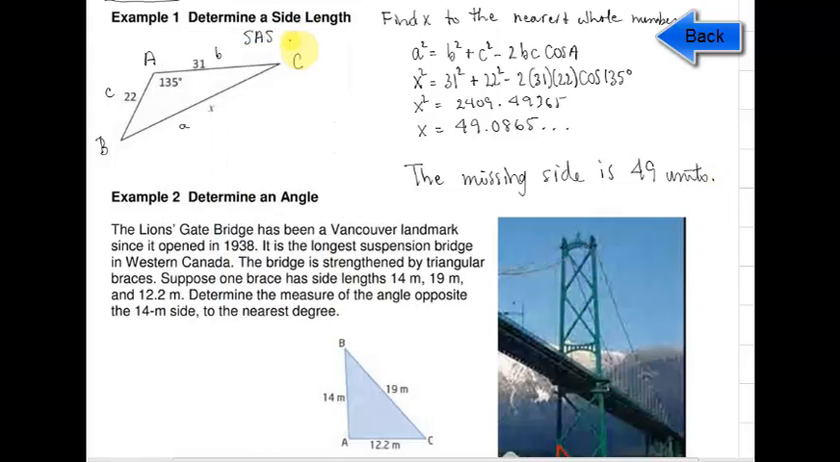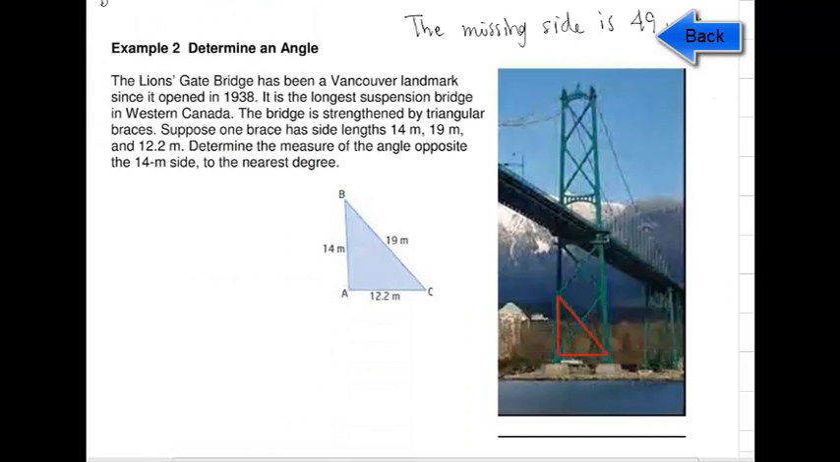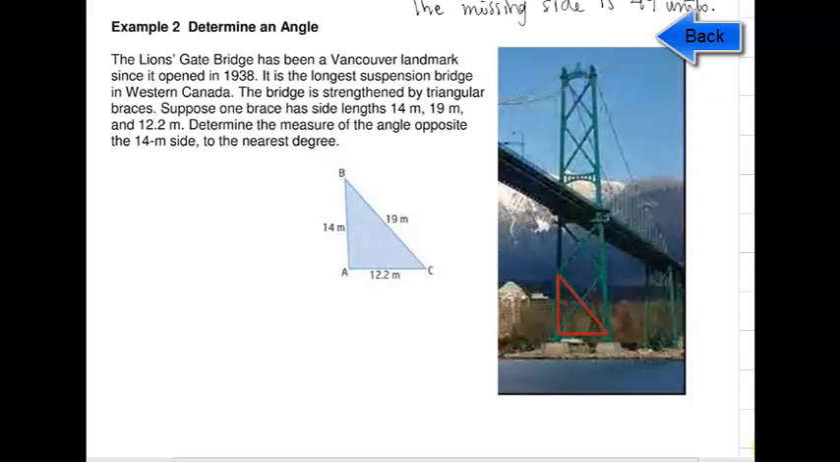Okay, so now we're going to take a look at example 2, where you have been asked to determine an angle. We're going to use our Lions Gate Bridge to work out a problem. The Lions Gate Bridge has been a Vancouver landmark since it opened in 1938. It is the longest suspension bridge in Western Canada.